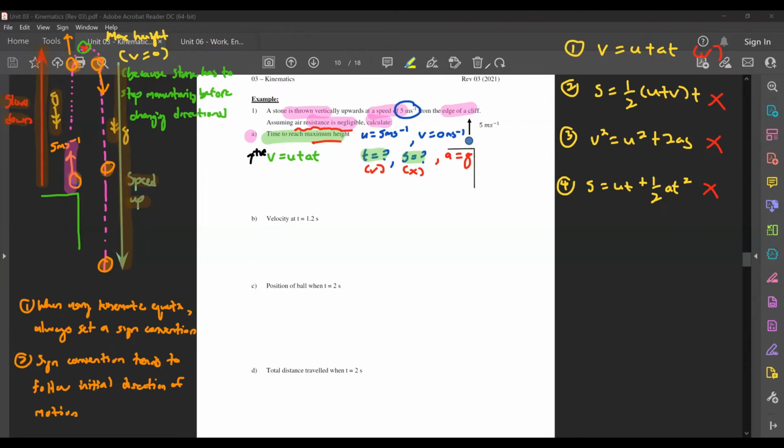So now if I start to replace my values, V would be 0, U would be 5, and my acceleration would be negative 9.81, times T. So T would be 5 divided by 9.81, giving me some value.